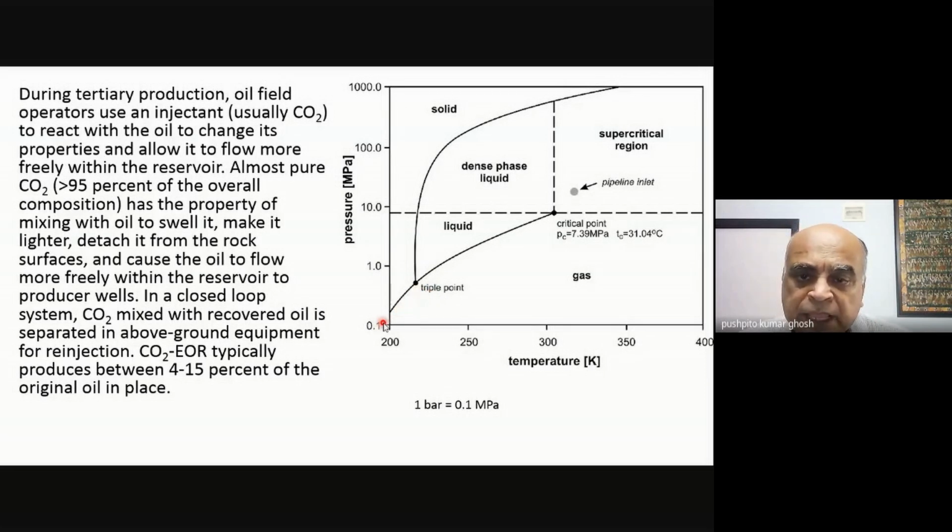Now, if I start increasing the pressure more and more, and at the same time increasing the temperature, I reach what is known as the critical point. This point is 7.39 megapascal, so around 74 bar, and in terms of temperature, it's around room temperature. So if you were around room temperature and 74 bar, you would hit the critical point of carbon dioxide.